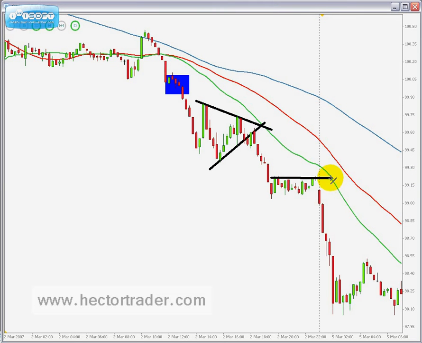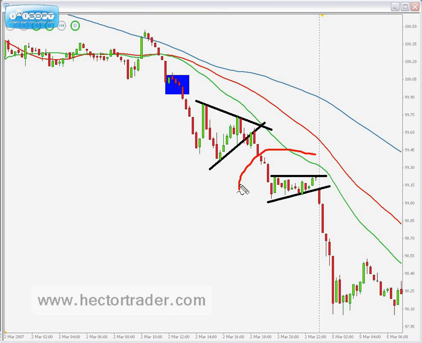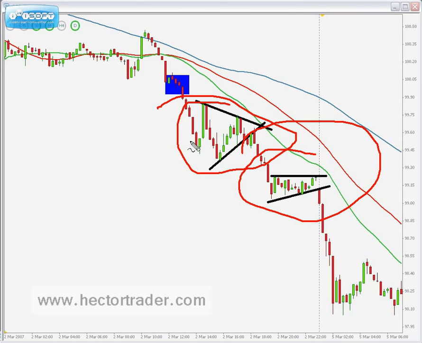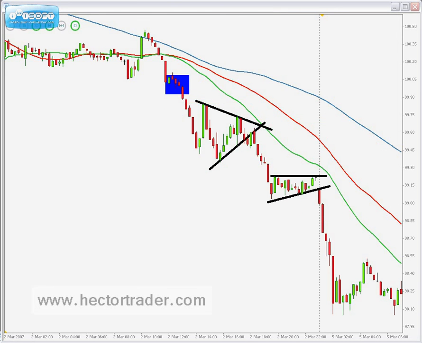We had another triangle formation. Let me draw that properly for you guys. There it is. We had a flat top triangle. You see that? We went through an area of consolidation. We were ready to exit if that area broke to the upside. Instead, it broke to the downside. We are still good to remain on this trade.